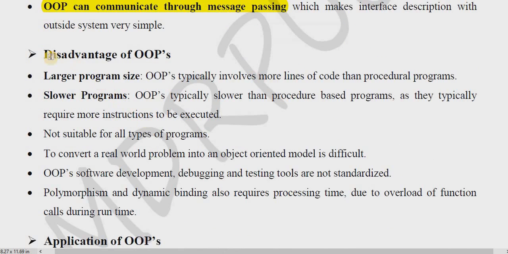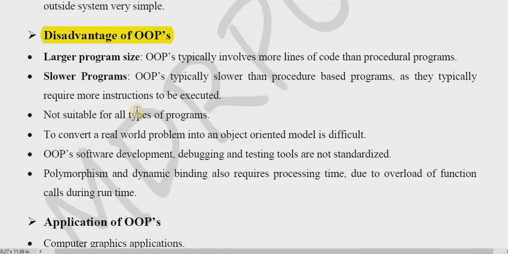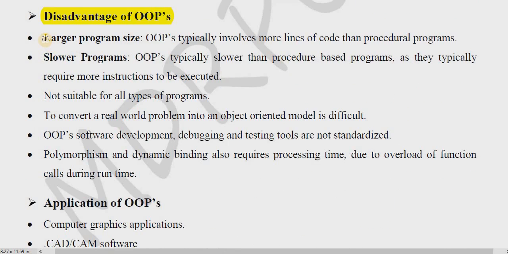Then the disadvantages of object oriented programming are: first, program size will be larger. So the program will run slowly, and it is not suitable for all types of programs, and it is difficult to convert a real world problem into an object oriented model. So these programs run very slowly. These are some disadvantages of object oriented programming.